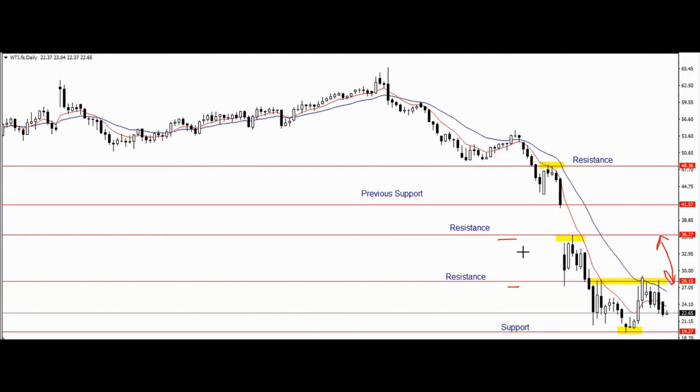Just wait for a price action signal, probably in the form of a pin bar, reverse pin bar would be lovely, something like that. But that's my bias on oil. We certainly will be shorting oil at some point. It's just a matter of waiting for an opportunity to present itself. Cheers, guys.